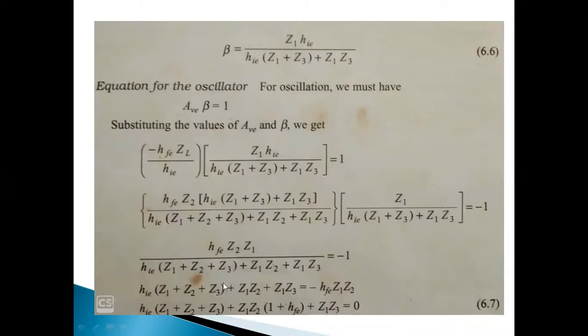We are taking this term to this side, and we have the HIE term here and the HFE term here, that is equal to 0. So this is the general form of the LC oscillator. This equation must be satisfied by any LC oscillator to get oscillations at the output. Okay. So thank you.